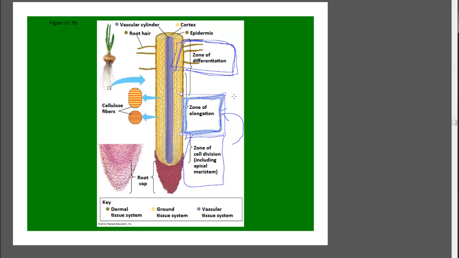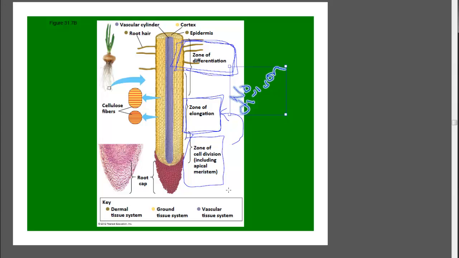There is no division associated with the zone of elongation. This is simply where the plant cells go through this elongation process. So the cells are simply getting bigger.